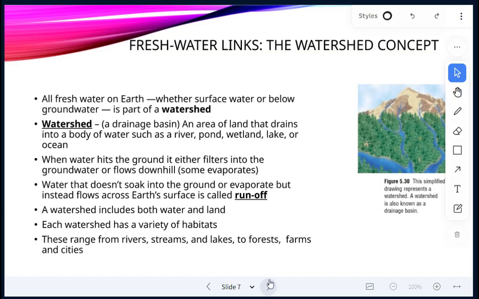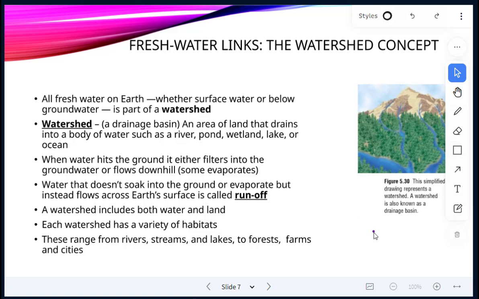Okay, so freshwater links, the watershed concept. All fresh water on Earth, whether it's surface water or groundwater, is part of a watershed. A watershed is also known as a drainage basin. It's an area of land that drains into a body of water, such as a river, pond, wetland, lake, or ocean.